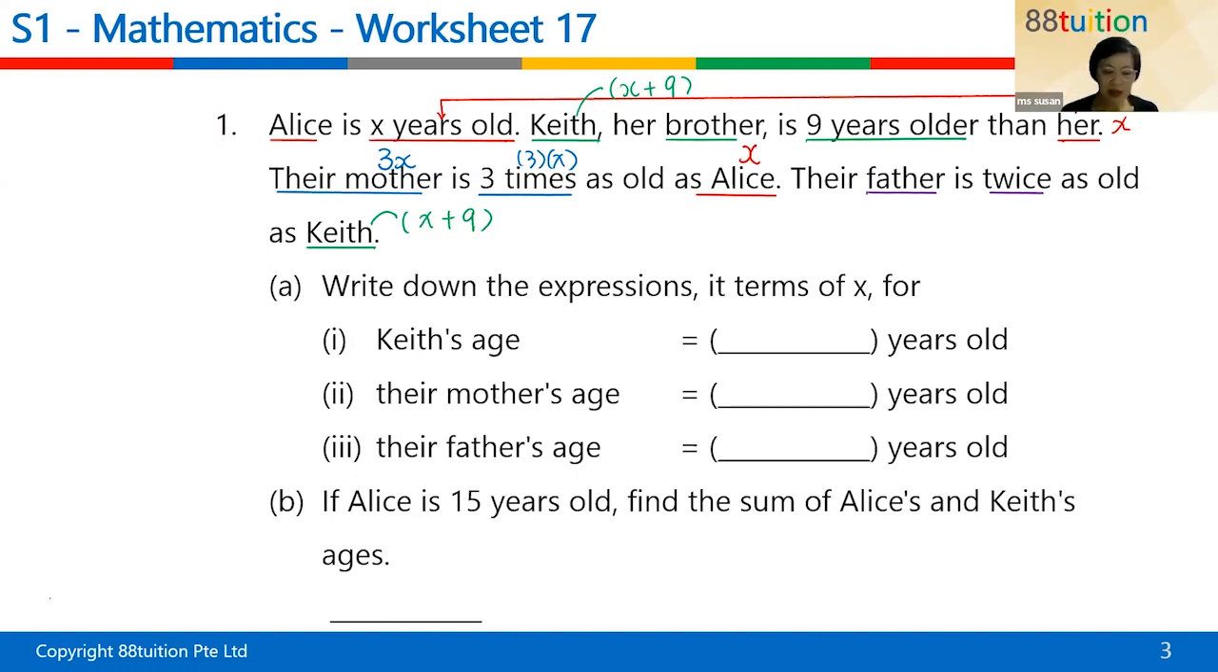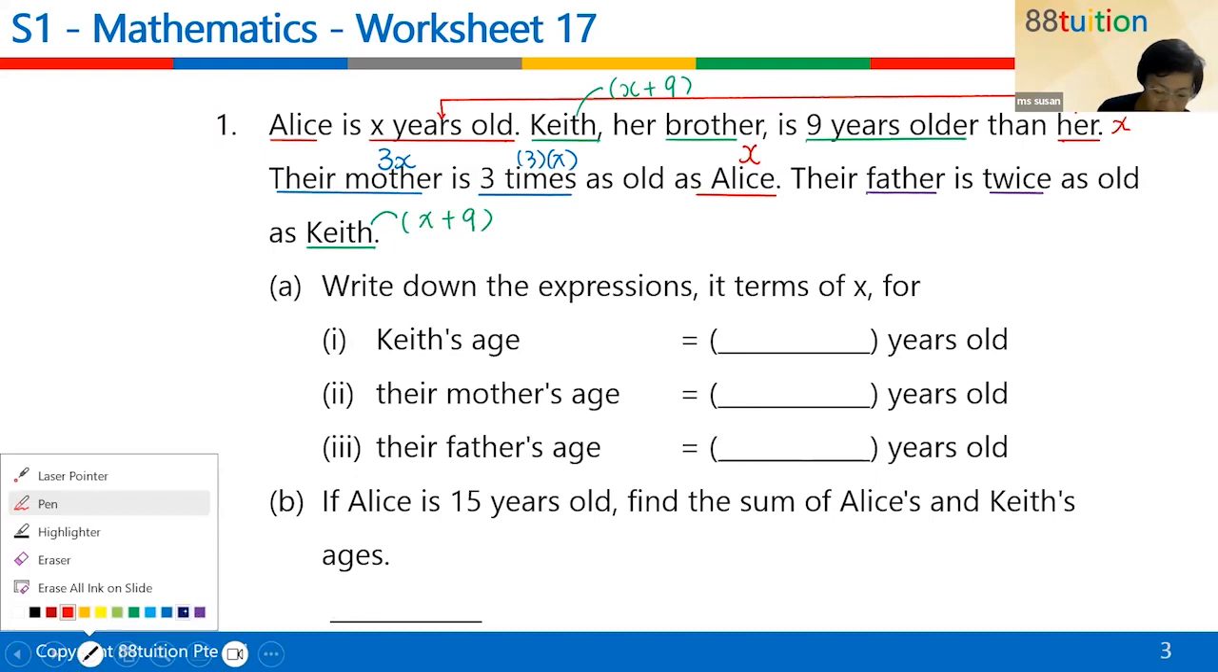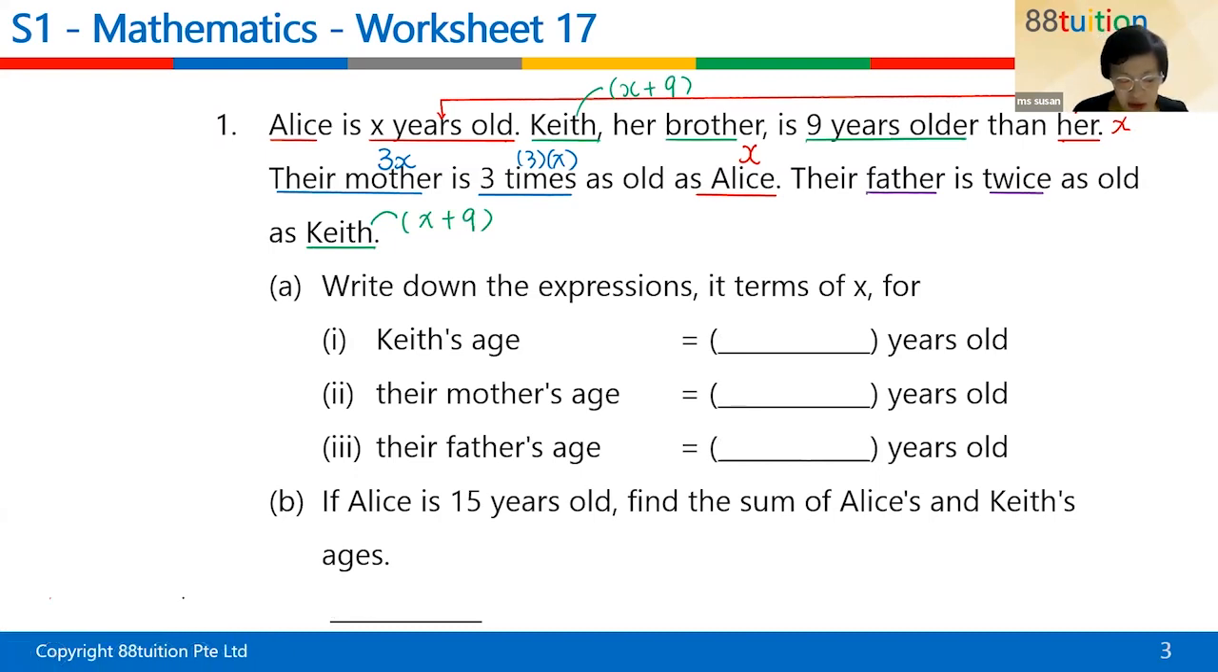This question, Alice is X years old, is testing on algebra. Keith is the brother who is 9 years older than her. The mother is 3 times as old as Alice. Their father is twice as old as Keith. If you come across so much information and so many people, what I can suggest is to make them into columns, to put the information in your mind map.